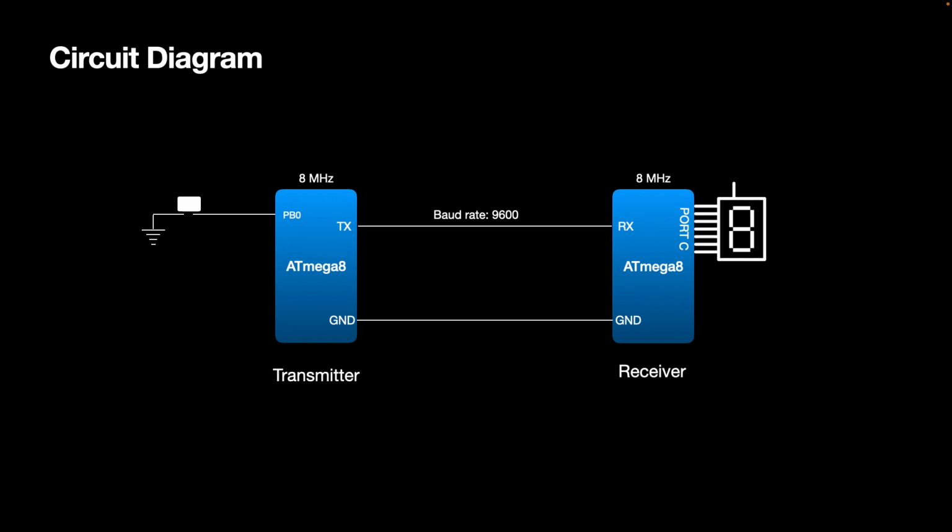That means the common for the LED display is connected with VCC, and the segment which I want to light up is fed with a low voltage. The TX of the transmitter is connected with the RX of the receiver. An important thing to notice here is that the ground for both receiver and transmitter needs to be common. Baud rate for the serial communication is the speed of the data transmission. I'm using 9600 as the baud rate.